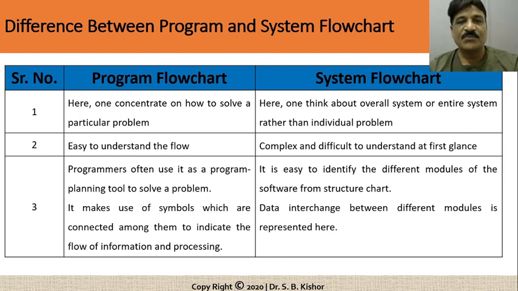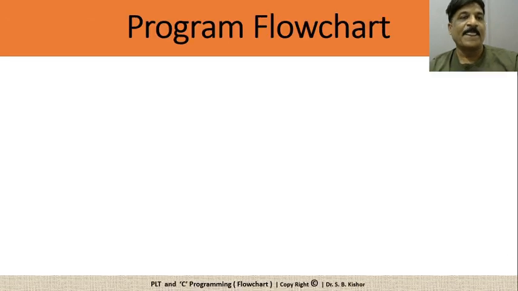While in case of a system flowchart, it is easy to identify the different modules of the software from the structure chart. It means in a big problem, we are able to identify the various modules that we are going to write in this particular overall system. Then the data interchange between the different modules is represented here. So how one module is connected with another module is very well represented in a system flowchart, which is not possible in program flowcharts.